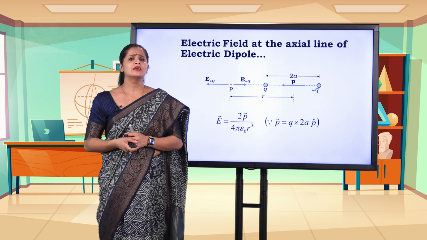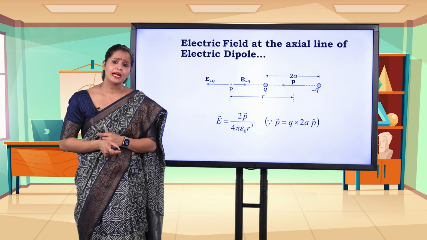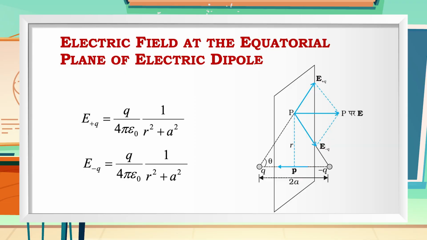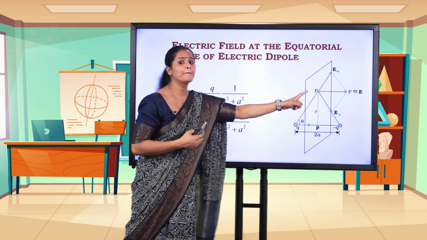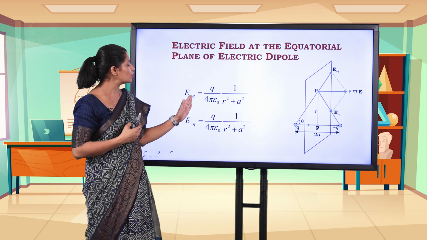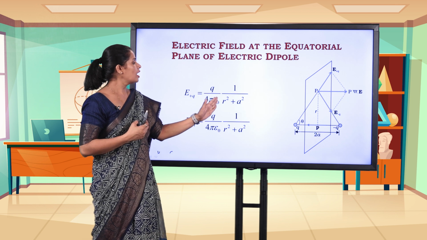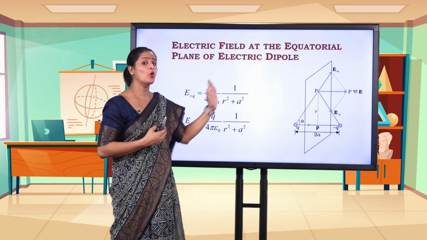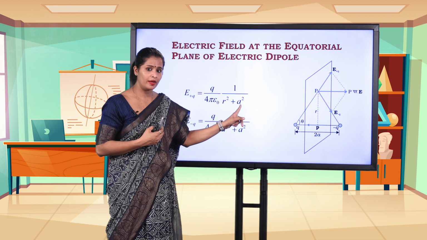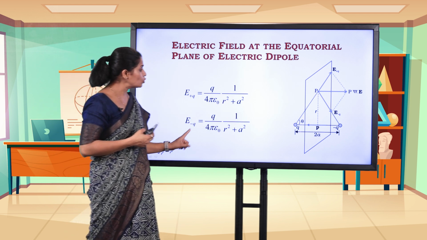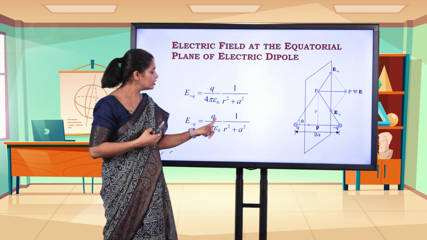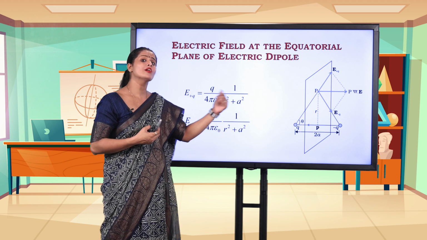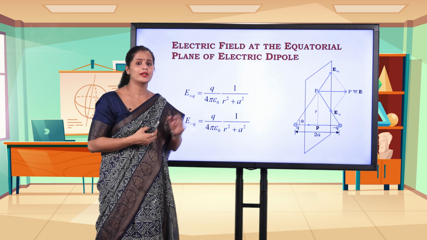Now, let us calculate the net electric field due to a dipole on the equatorial plane. Again, by the same concept, we first write the electric field due to the positive charge at this point P, which will be given by E is equal to 1 by 4 pi epsilon naught q upon under root of r square plus a square whole square, which will be r square plus a square, and the electric field due to this negative charge will be 1 by 4 pi epsilon naught q upon r square plus a square simply.